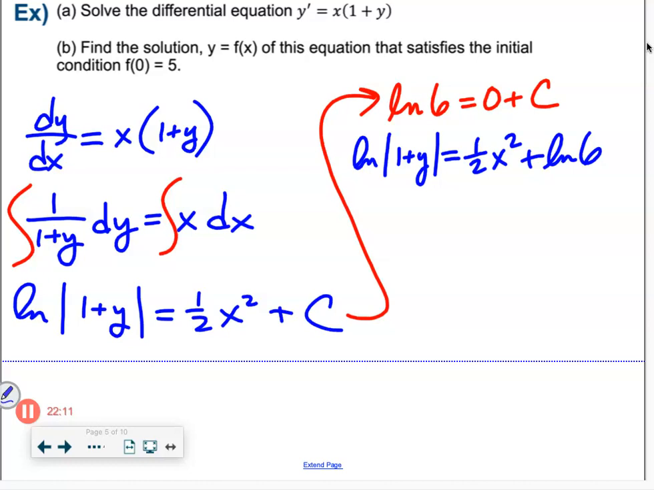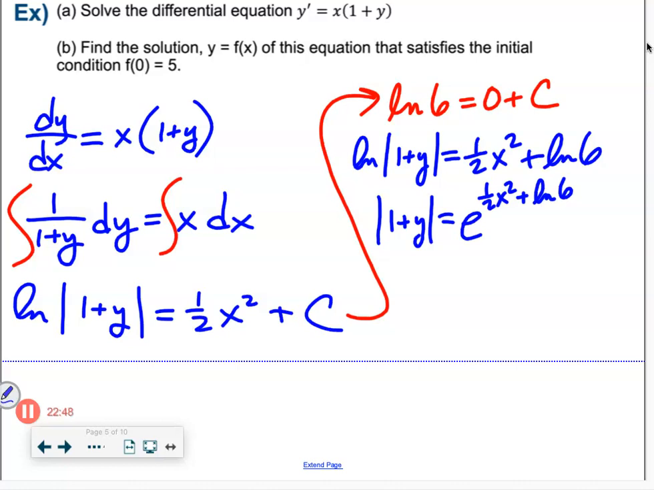All right, so the next thing we have to do is solve for y. We're going to do this together. So what are we going to have to do to both sides? We exponentiate. That's the correct mathematical term. Very good. We're going to exponentiate both sides, or we e them. E is a verb, right? Okay, so we e both sides. We don't get to drop the absolute value. We're just stuck with it. So absolute value of 1 plus y equals e to the 1/2 x squared plus ln 6.